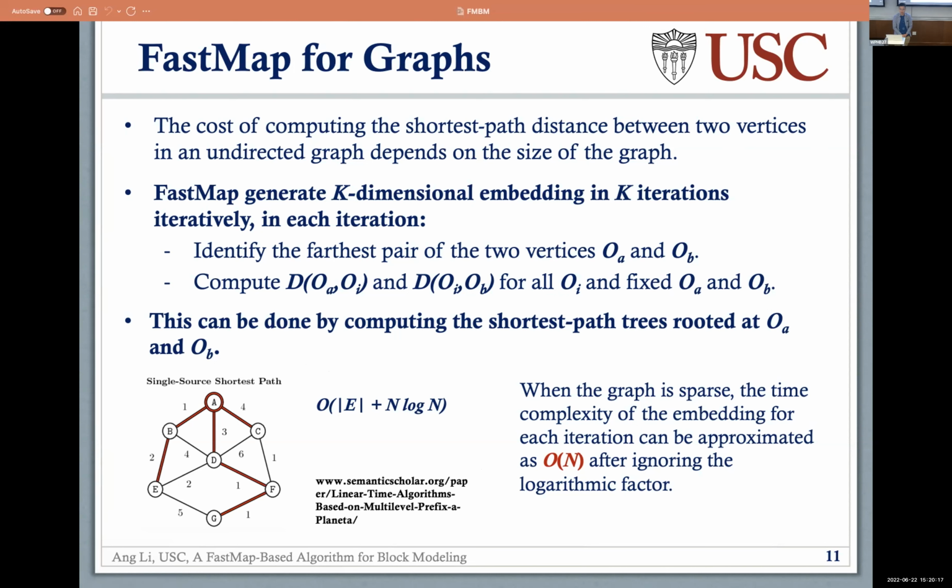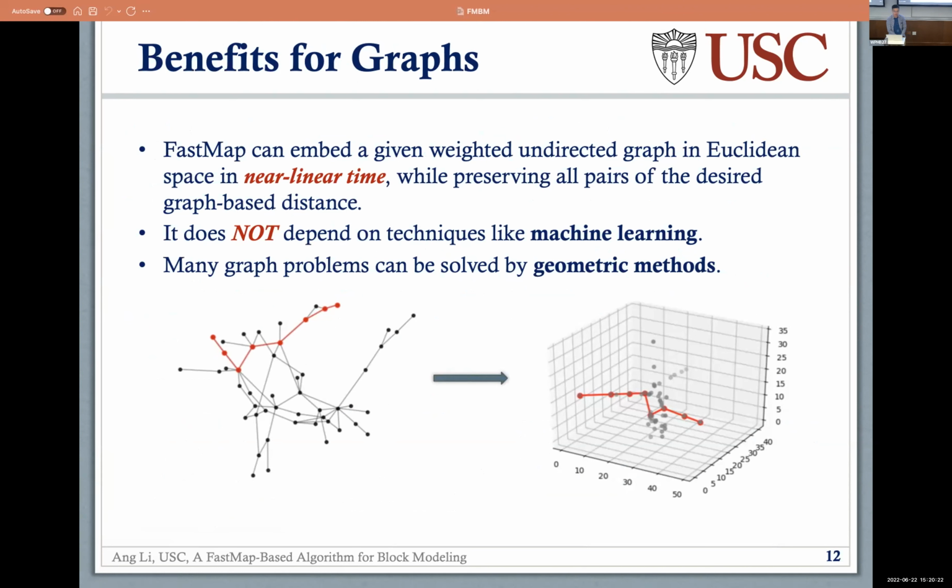So here is the summary of the benefits of FastMap for graphs. FastMap can embed a given weighted graph in the Euclidean space in near linear time, while preserving all pairs of the desired graph-based distance, and it doesn't depend on techniques like machine learning. And thus, many graph problems can be solved by geometric methods.